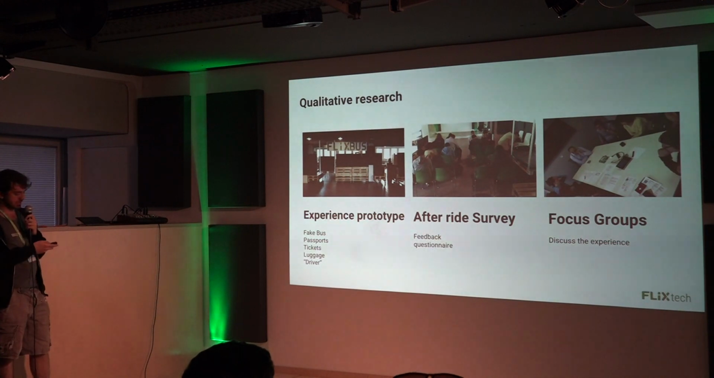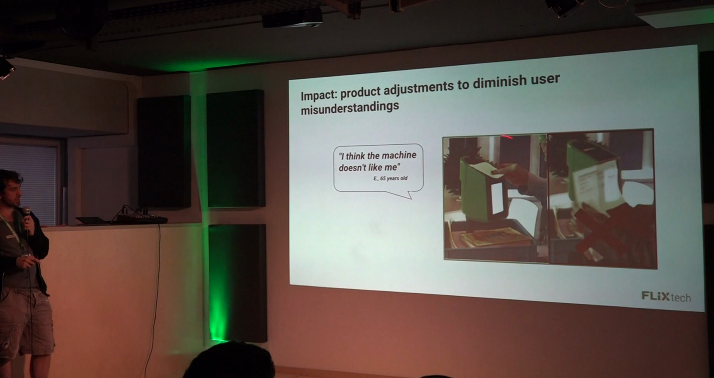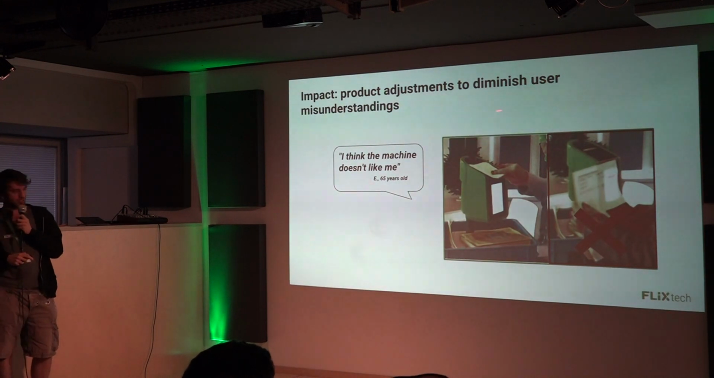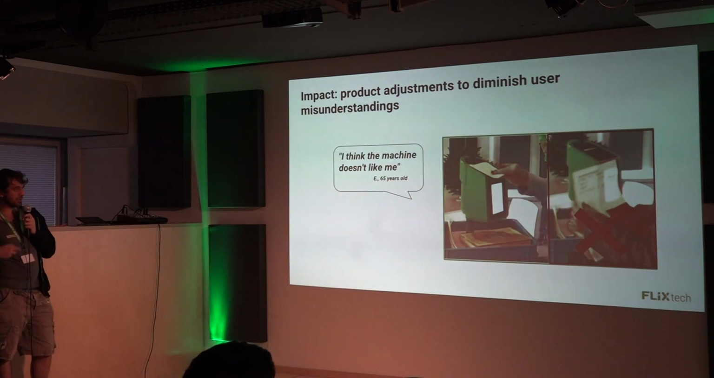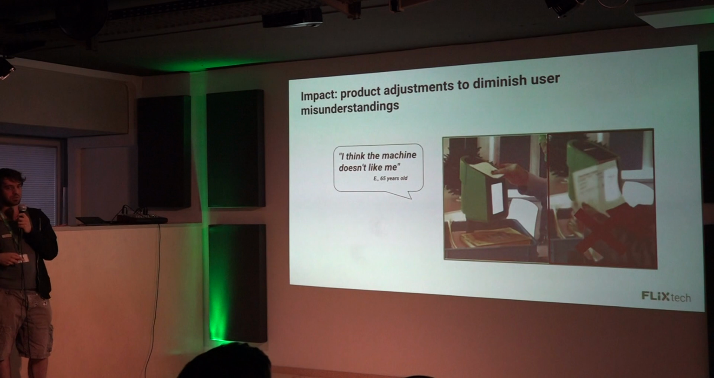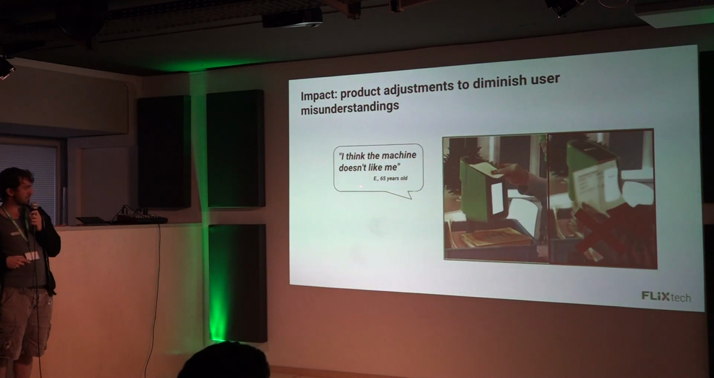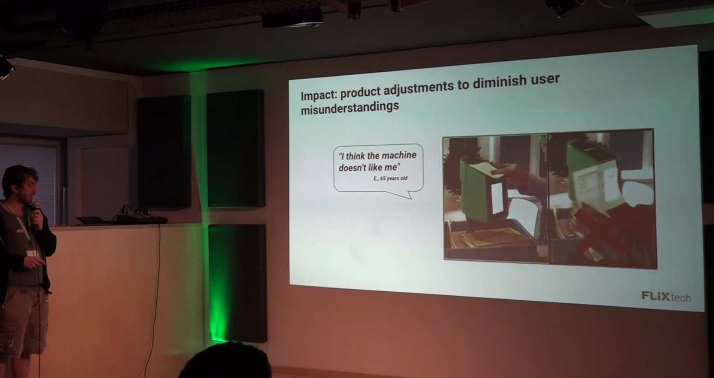So what did we find out? Well, first of all, I can show you how people were supposed to use the machine on the left. So how they were supposed to scan their ticket on the top. And on the right is how they actually did it. So not a lot of people got it right. Also, some feedback from one of our participants, who was 65 years old: "I think the machine doesn't like me."